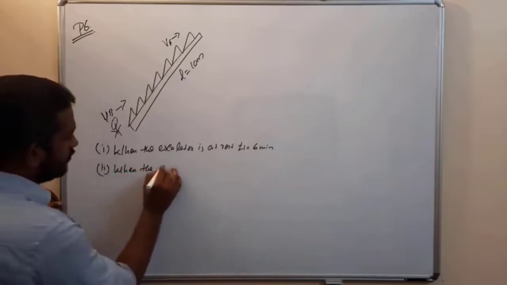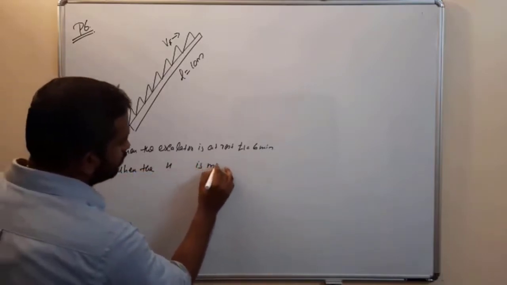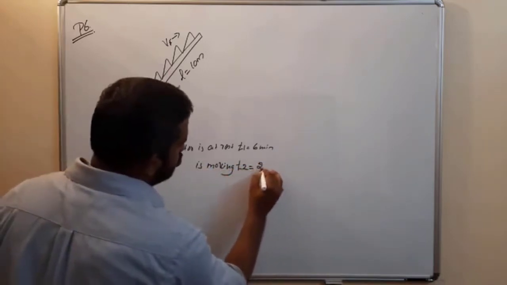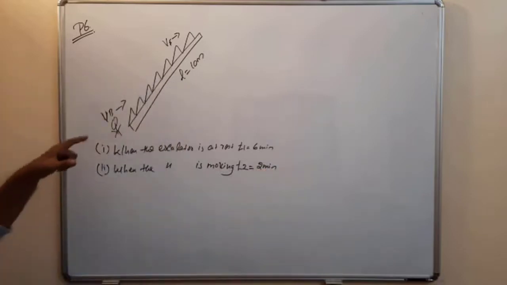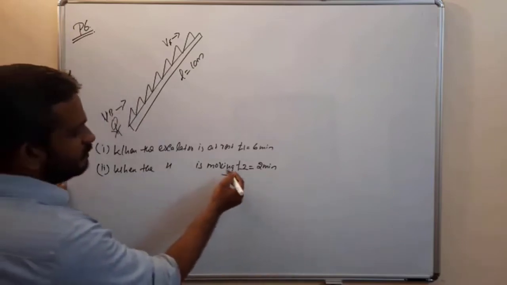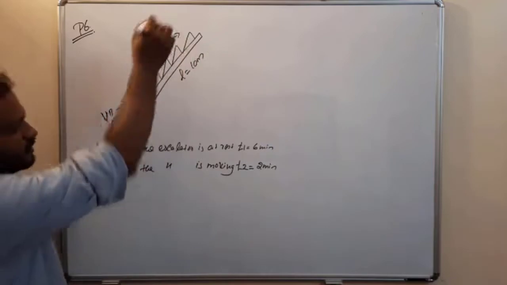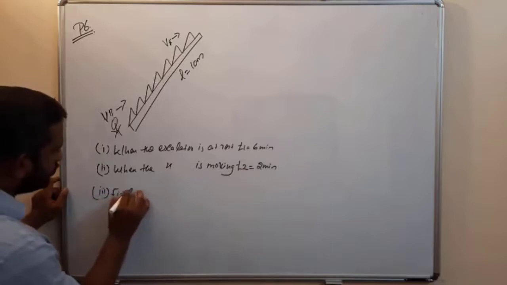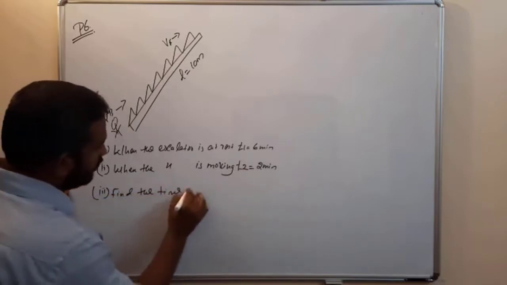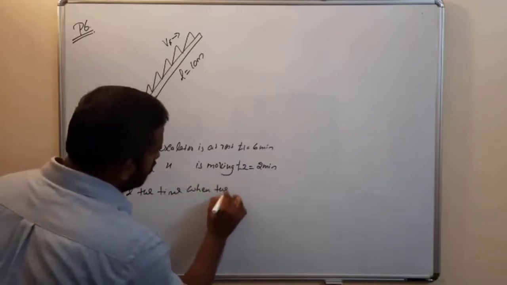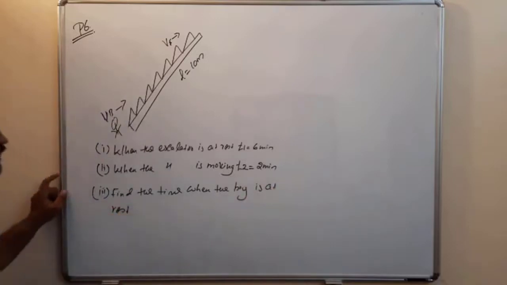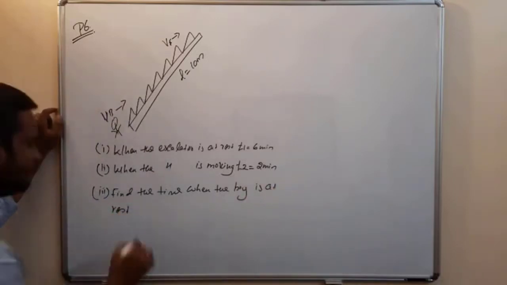Two, when the escalator is moving, T2 is equal to 2 minutes. So the boy is walking on the escalator and the escalator is also moving. The time taken by the boy to reach the top is 2 minutes. Third, find the time when the boy is at rest in the moving escalator.